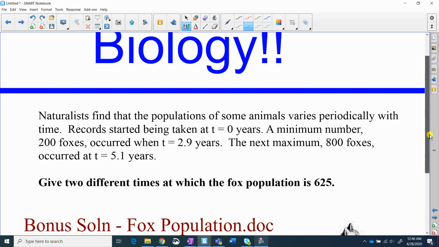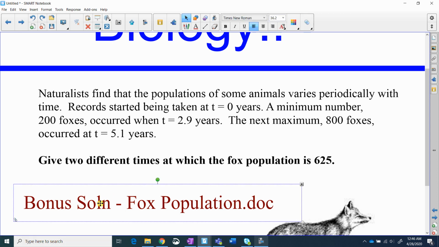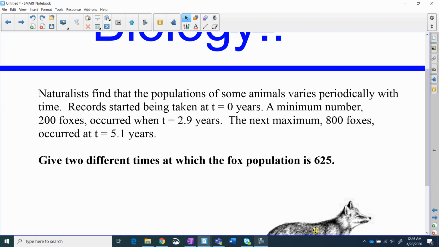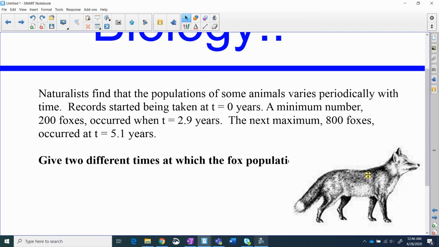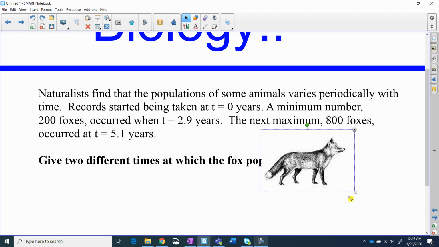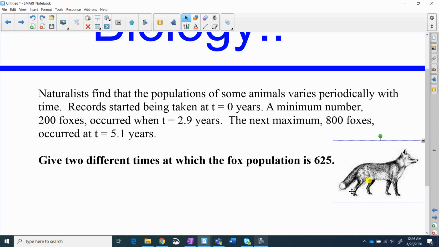So the other way that we will see these, I just want to get rid of this for a second here, is where they give you what are called key data points. Key data points need to be high points, low points, midway points. In this one, it's talking about populations.